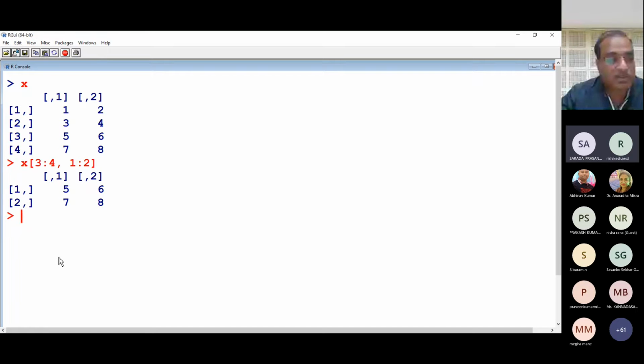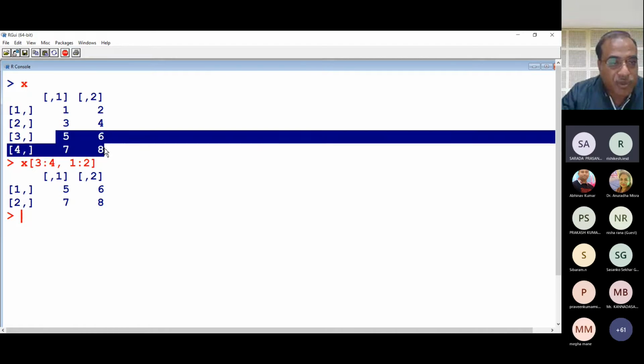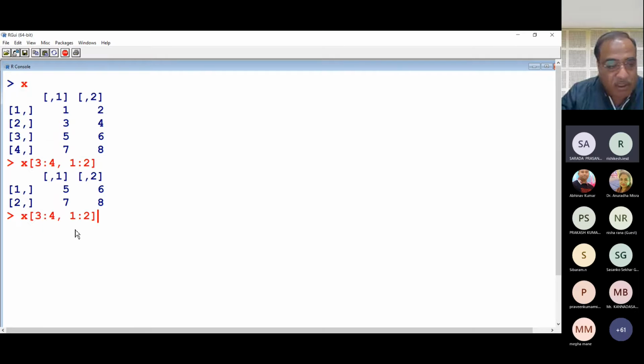This will be here like this. So I'm trying to take the third and fourth rows, and then the first and second columns. So you get this matrix. On the other hand, if you really want to choose some other values, say the second and fourth rows, I can use the c command 2 comma 4.